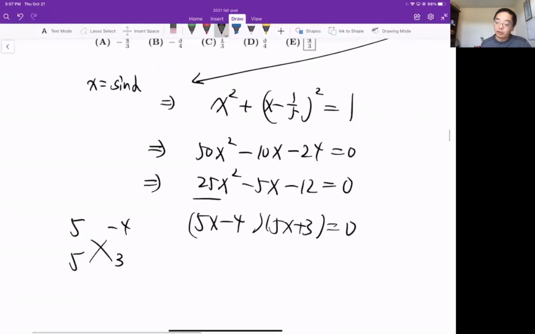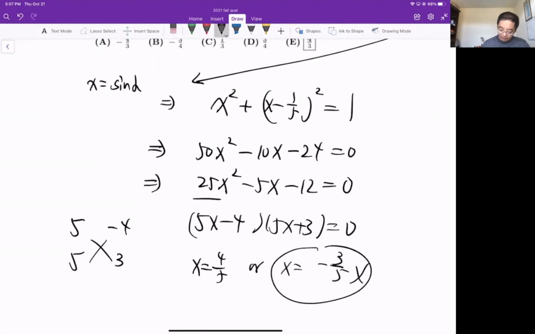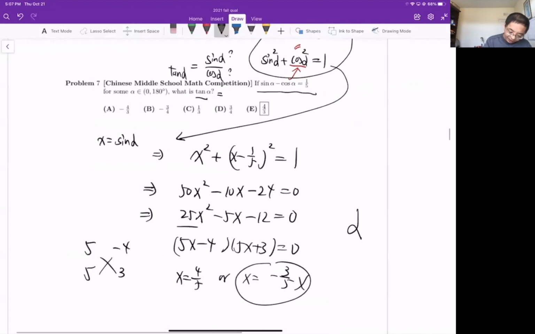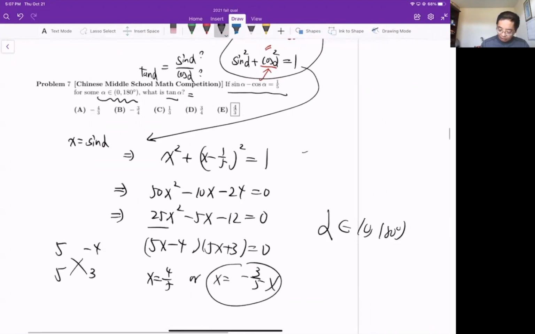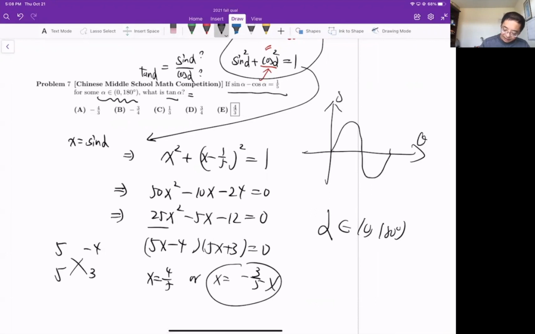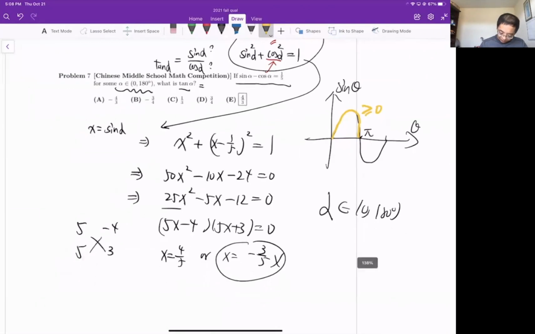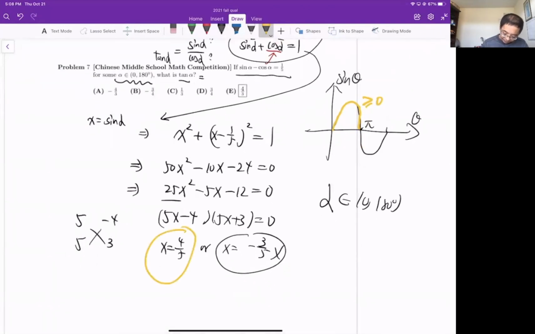Now, from the equation itself, we get two solutions, right? Either x equals 4/5 or x equals negative 3/5. But this one is not valid. Why is it not valid? Because the problem says alpha is between 0 and 180. If we recall the graph of sine x, so this is theta and sine theta, right? Between 0 and pi, this function is non-negative. Accordingly, we find that 4/5 is the only valid solution.